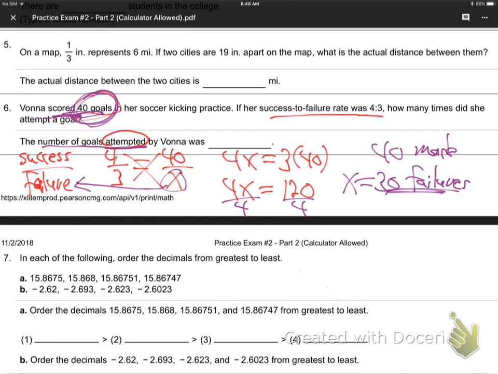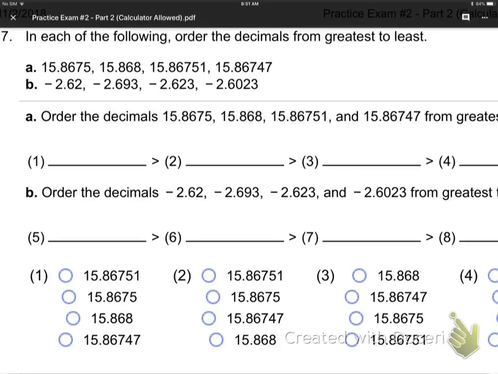What's the number of goals attempted? Add them up, 70 attempted. So that's the answer to the question. You got to be careful to answer the whole question. Okay, so we're supposed to order these from greatest to least. So what I would do is I would write these out vertically.